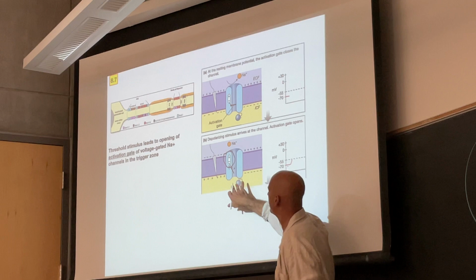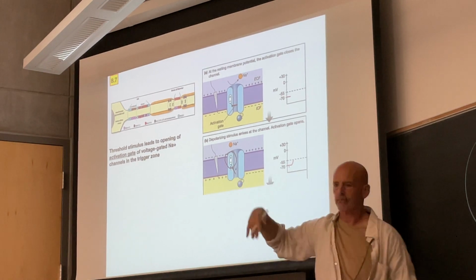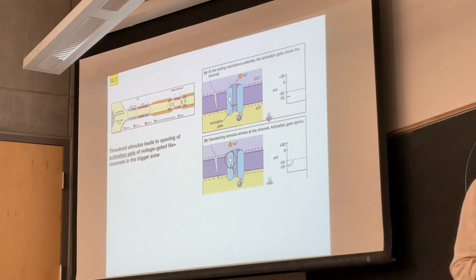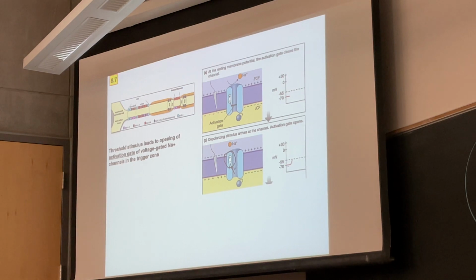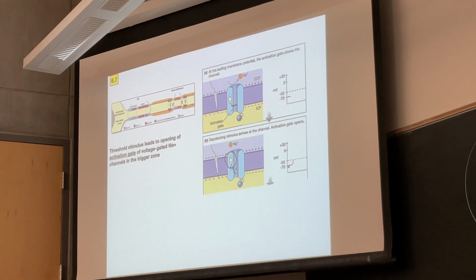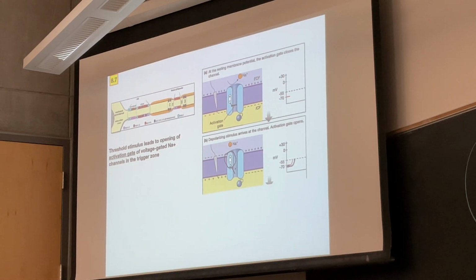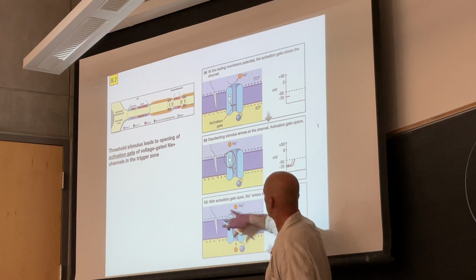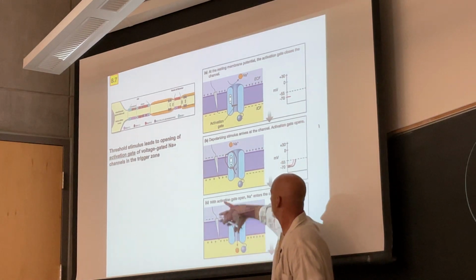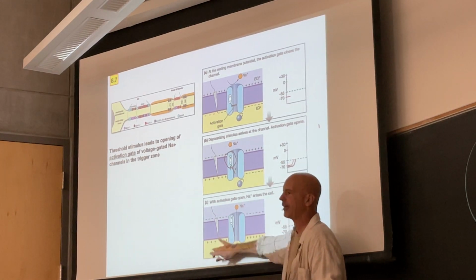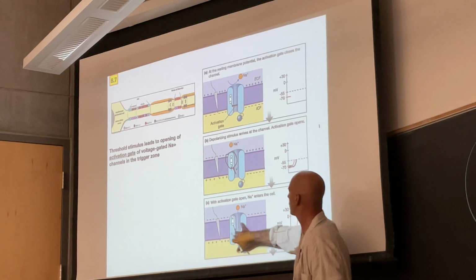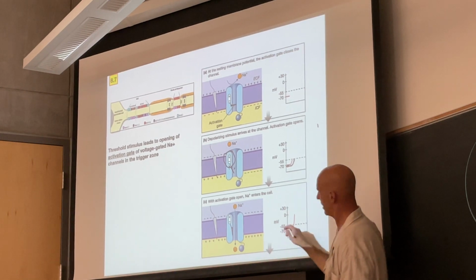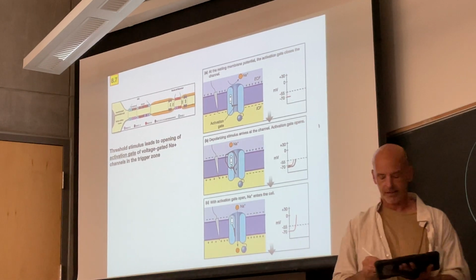So as it flows in, what happens to the inside of the cell? Well, it's going from minus 70, and the potential is rising, right? It becomes more positive, so it's depolarizing. Activation gates are now open, sodium is flowing in, and the local area inside is getting more positive. And that's what you're seeing on this graph.